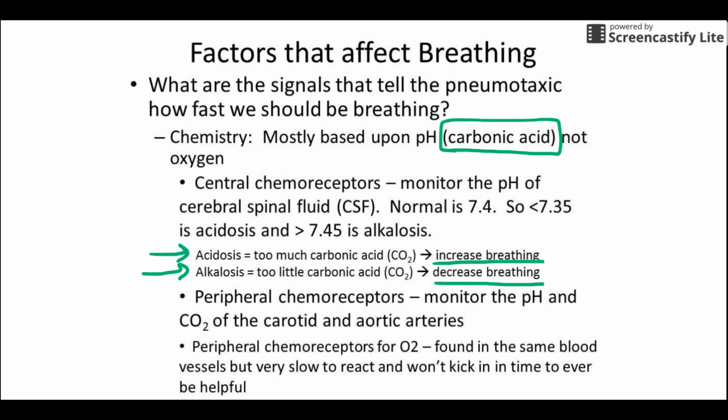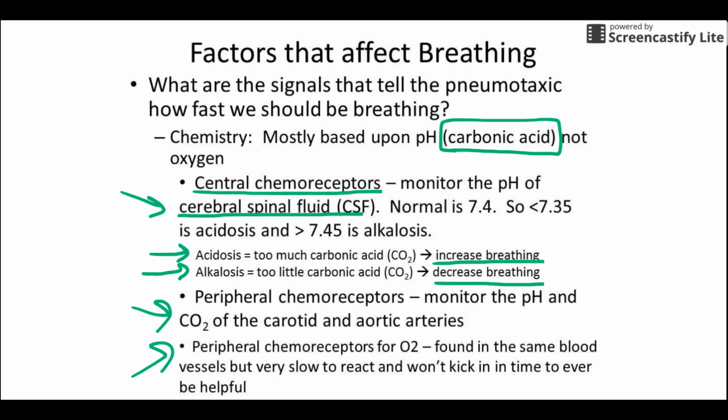Okay? Where is this measured? Well, it's measured by the central chemoreceptors. That's a phrase you want to know come time for the test. And they're located in the cerebrospinal fluid, right around your brain and spinal cord. Pretty handy spot to measure things. Right? We also have a couple other receptors, but we're not going to focus much on those guys. It's really these central chemoreceptors that are an important part.